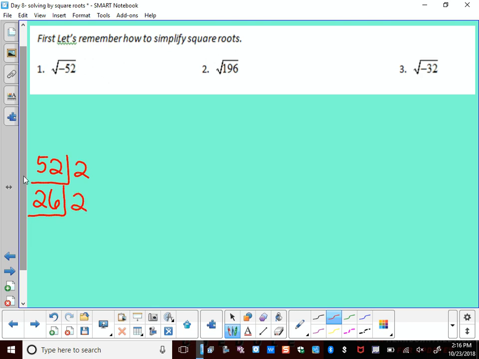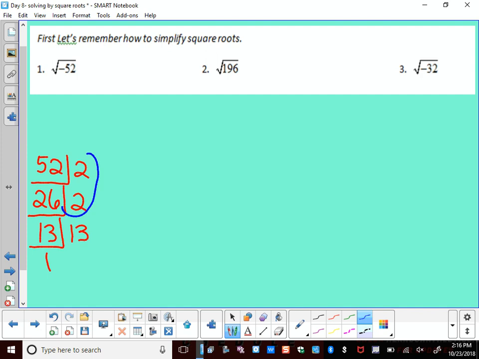What's the smallest number that goes into 26? 2. Divide. 13. Smallest number to go into 13? Other than 1, the smallest number would be 13. Nothing else goes into it. Once I get to 1, I stop. That's the end of my factor ladder. Anybody miss that? Doing it on the calculator isn't bad, but once we start to circle up our pairs, you may get confused.